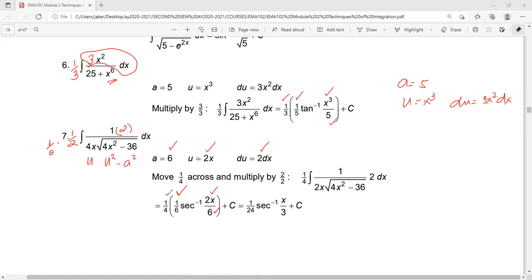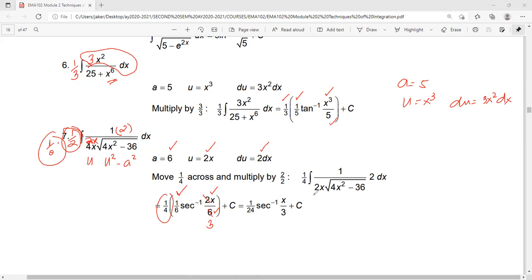And you have this 1/4. So this 1/4 is this 1/2 and this 1/2. You only set aside 2x here. So meaning you have to factor out the other 2. So that would be what? This 1/4 here. So if you simplify, that would be 1 over 24, the arc secant of x over 3. Okay? That would give you a 3 here plus c.